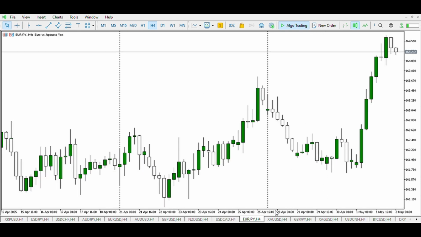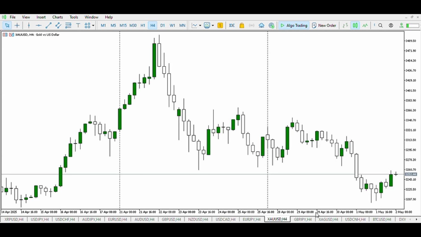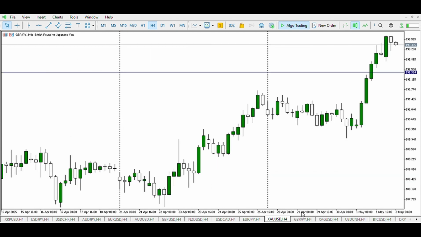EUR JPY, do this analysis on your own. If you have been following us for a while, you should be able to do an analysis on your own.